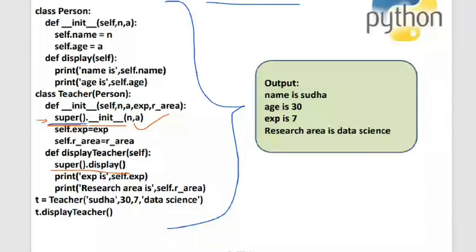When I try to print the display of teacher, what happens inside this method? It is calling the super display. So the name and age are printed, and later on the experience and the research area are printed. So this is the output that we have got. Is it clear with super, everybody? Yes, ma'am. Okay, so now let us look into the second type of inheritance, which is multi-level inheritance.